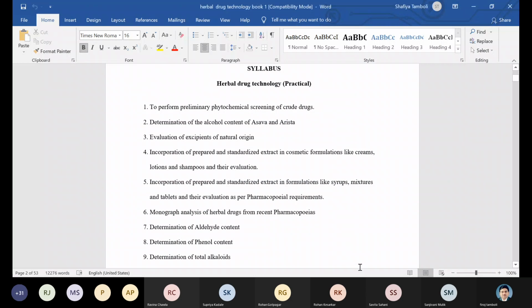Next. So I think up to this it is now clear why all this type of experiments are added in herbal drug technology. Now, is there any problem up to this? No, sir. Okay.